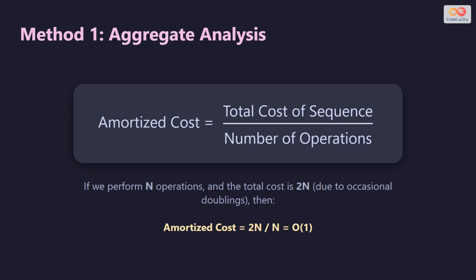Mathematically, we can prove this using aggregate analysis. If we perform n operations, the total cost involves a few expensive resizing steps and many cheap insertions. If you sum up all the costs and divide by the total number of operations, n, you find that the result is a constant value. Therefore, the amortized cost is O(1), even though some individual operations were O(n).